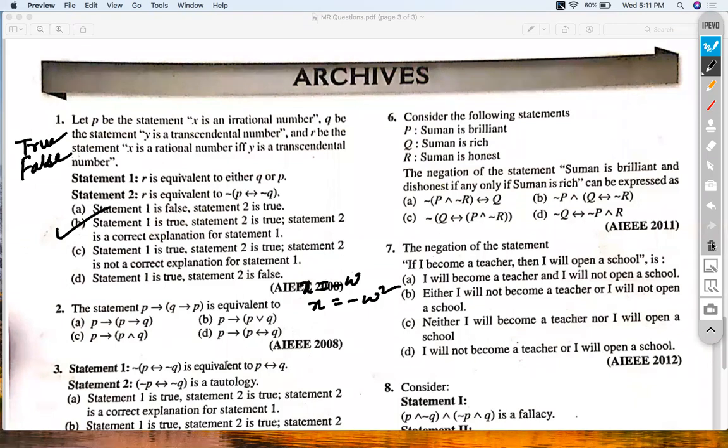Sixth one is: consider the following statements. Suman is brilliant, Suman is rich, Suman is honest. Which of the following statements represents the negation of the statement "Suman is brilliant and dishonest if and only if Suman is rich"? It's very obvious. You can see from the options and guess the answer.